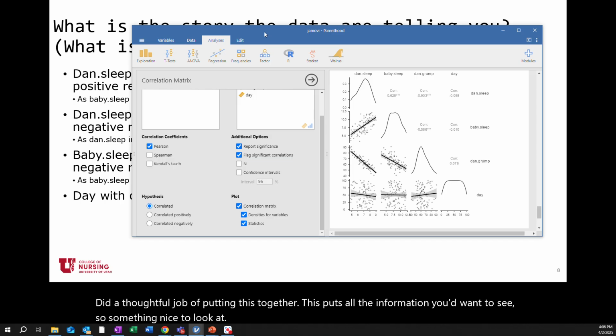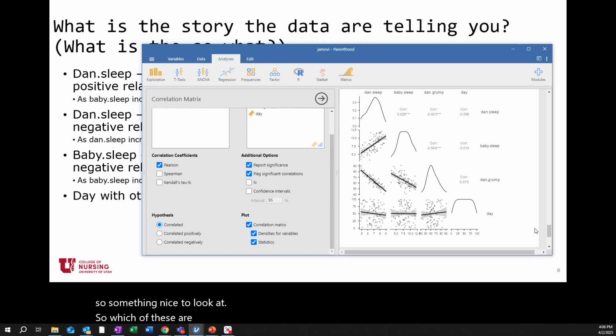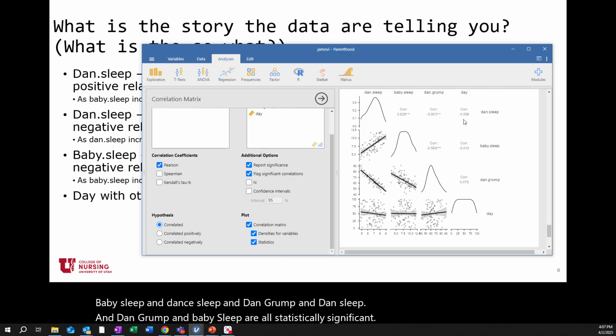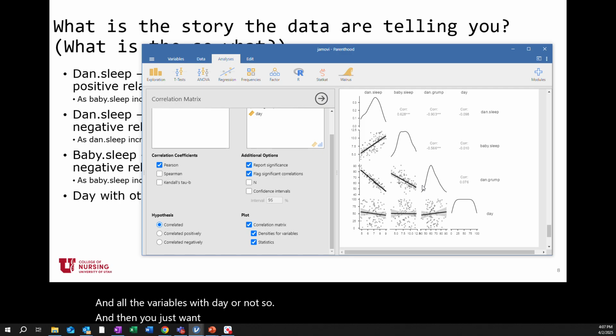So which of these are statistically significant? You'll see they're marked here. Baby Sleep and Dan Sleep, and Dan Grump and Dan Sleep, and Dan Grump and Baby Sleep are all statistically significant, and all the variables with Day are not. And then you just want to interpret this.